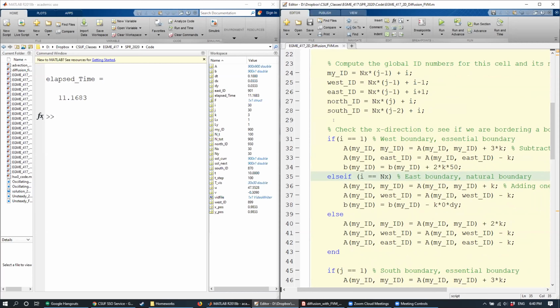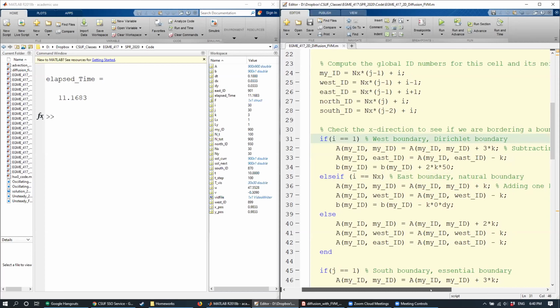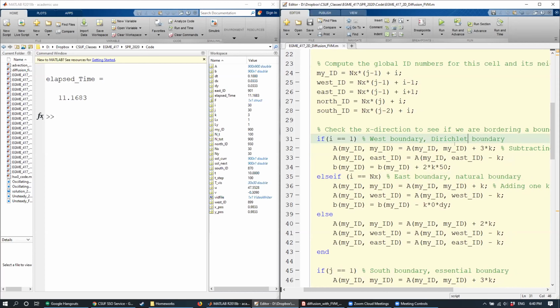The way I've structured this is we need to check if we're on an x boundary or a y boundary, or the left or the right or the top and the bottom boundary. That's what these if statements are for. You can see this first if statement here: if i is equal to 1. This tells us we're on the west boundary. On the west boundary, we know that we have a Dirichlet boundary condition. So in that case, we apply the coefficients like we need to.